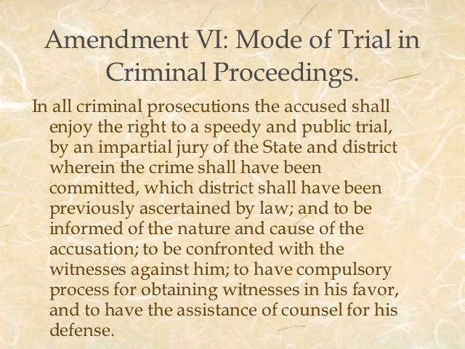Amendment 6 dealt with the mode of trial in criminal proceedings, and it said that all people have the right to a speedy and public trial by an impartial jury in the area where they committed the crime, in the location, the district, or state, and that they needed to be informed of the nature and the cause of the accusation, and to be confronted with the witnesses against them, and to have compulsory process for obtaining witnesses in their favor, and have the assistance of counsel for the defense.